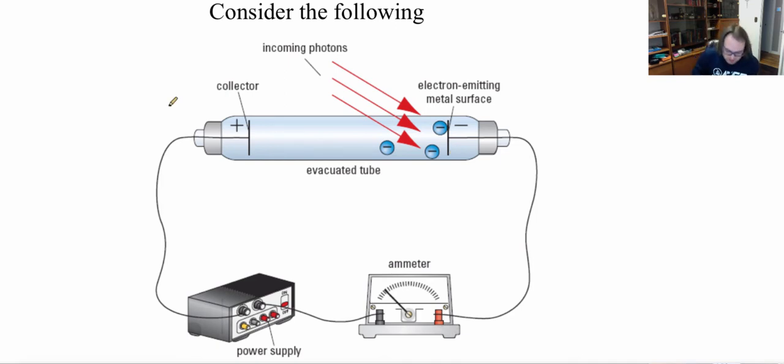He put a power supply here, and now let's make this side negative and this side here positive. Now, if this is negative, that's going to try and resist these electrons from going to the plate. So he kept on increasing the voltage at small increments until there was absolutely no current. This is called the stopping voltage.